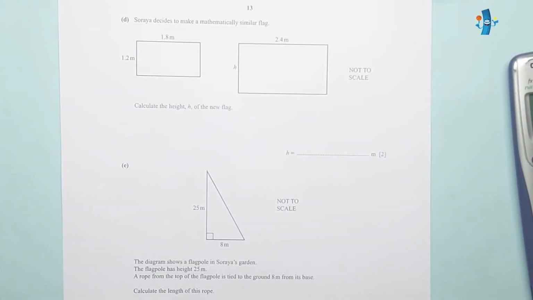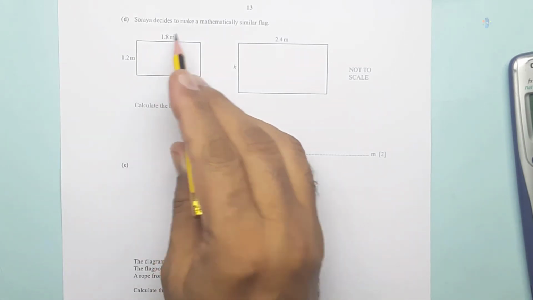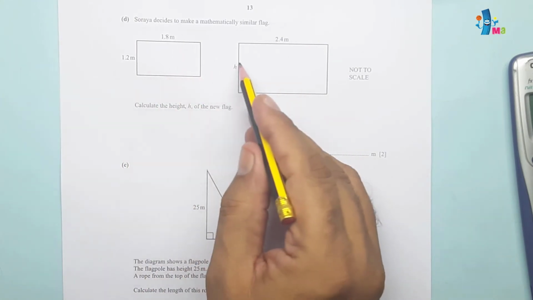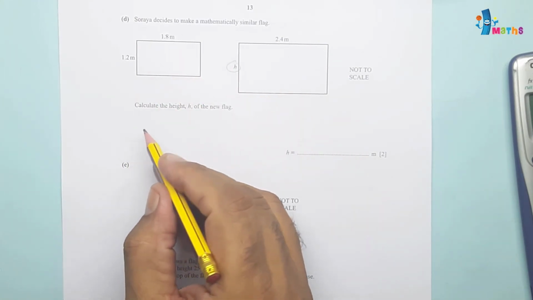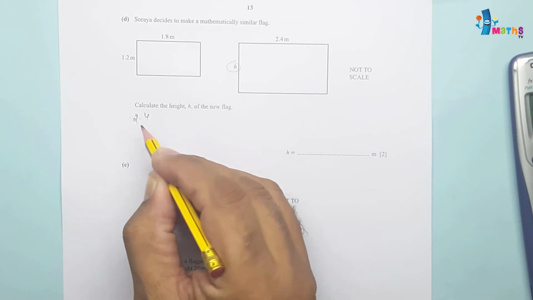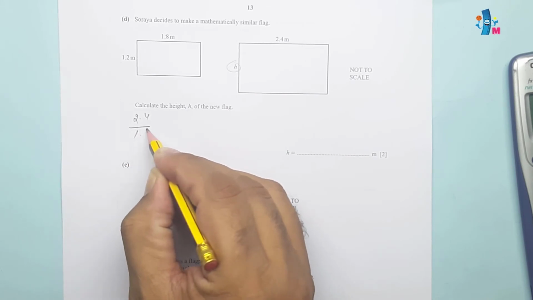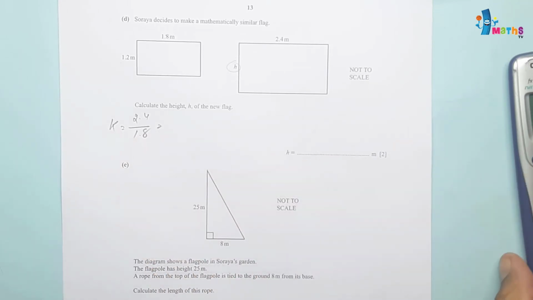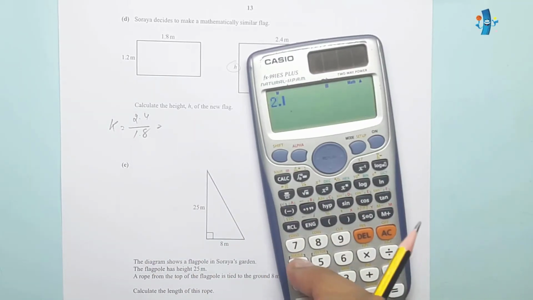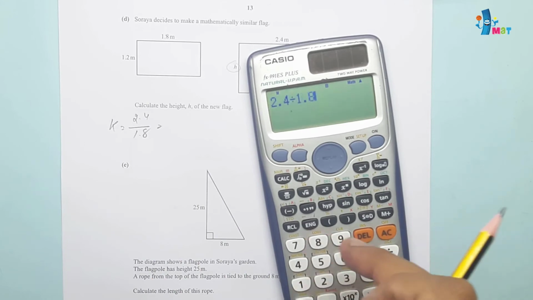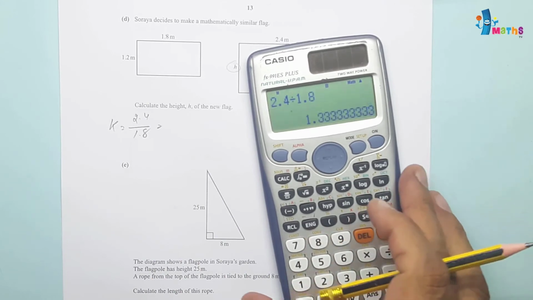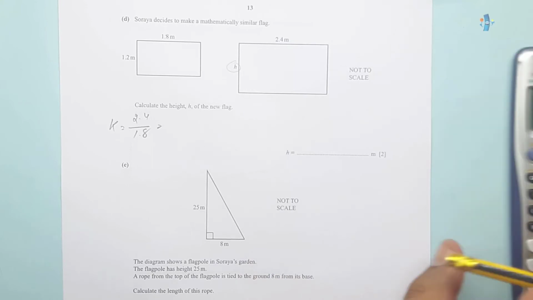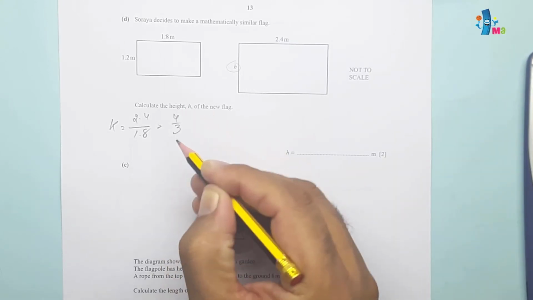Then D part, Suraya decides to make a mathematically similar flag. Measurements are given, both sides are given, and we have to find the value of h. So we can check the conversion ratio. 2.4 divided by 1.8 will be equal to k, and the value of k we can find, 2.4 divided by 1.8 will be equal to 4 by 3. So I will write here 4 by 3.